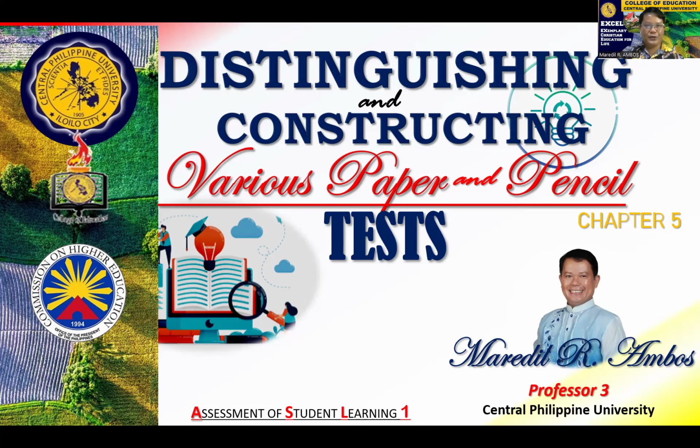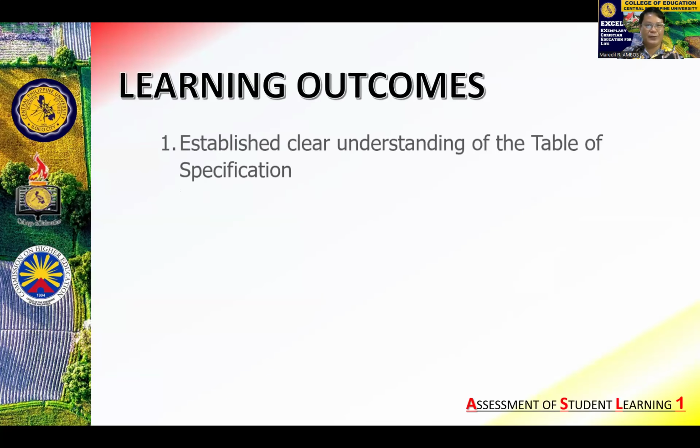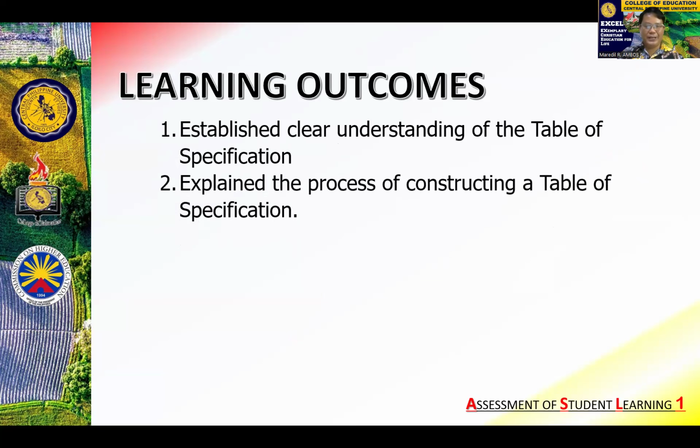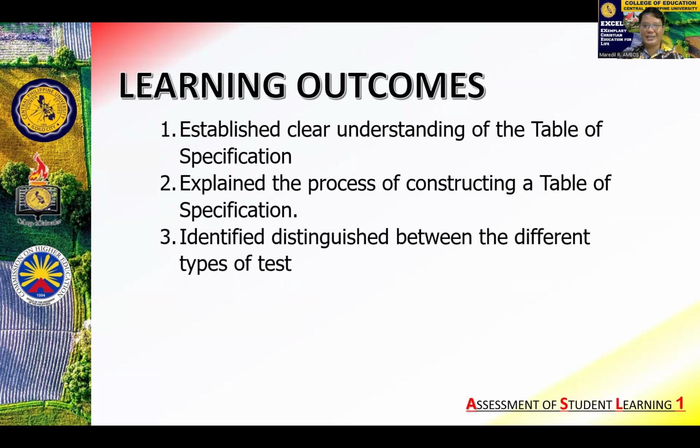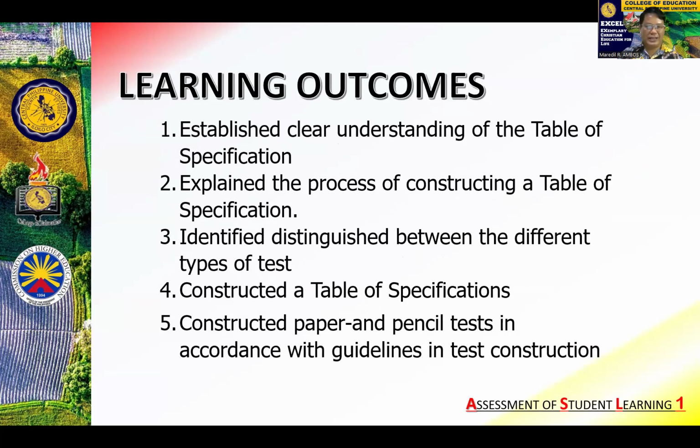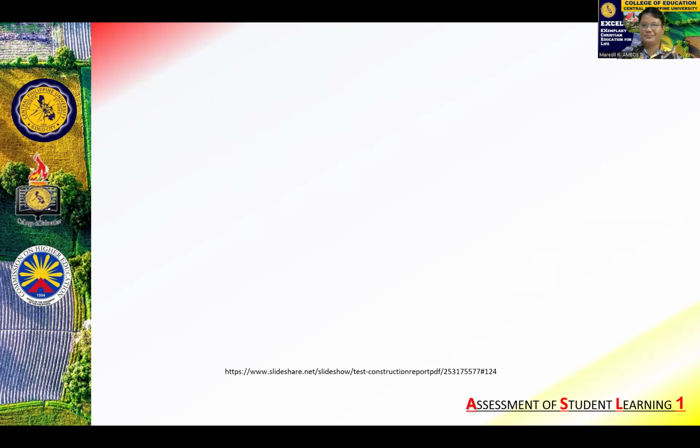For today's objectives, we have the following. The first is to establish a clear understanding of the table of specification. The second is to explain the process of constructing a table of specification. The third is to identify and distinguish between the different types of tests. The fourth is to construct a table of specification. And lastly, to construct a paper and pencil test in accordance with the guidelines in test construction.